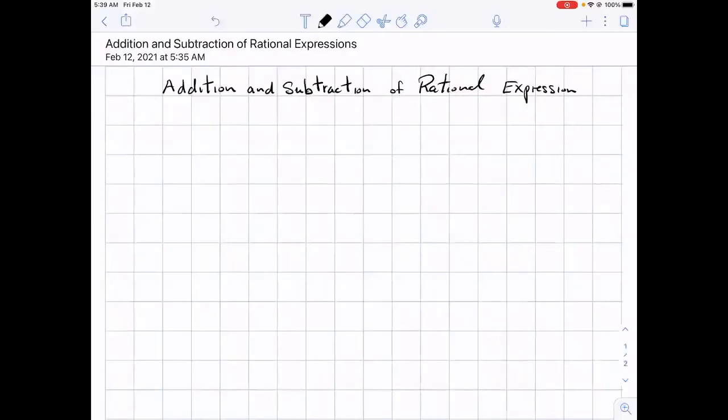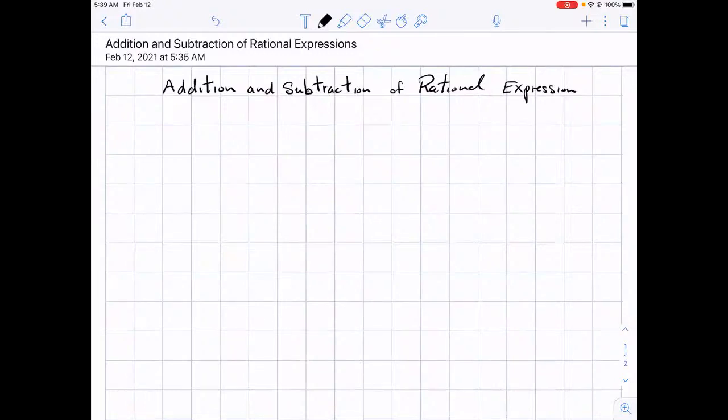Hello, in this video, we have addition and subtraction of rational expressions. In the first part of the video, we'll be looking at adding and subtracting rational expressions with the same common denominator. And later in the video, we'll be looking at adding and subtracting rational expressions with different denominators.